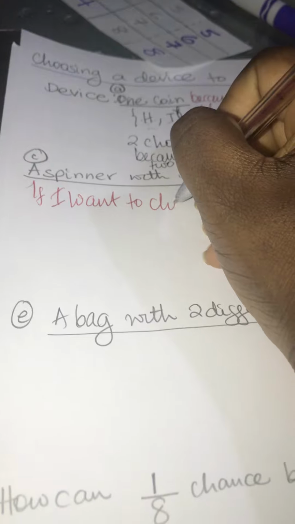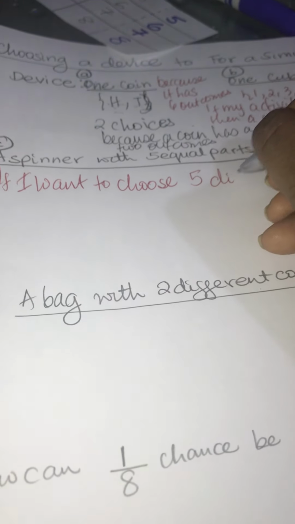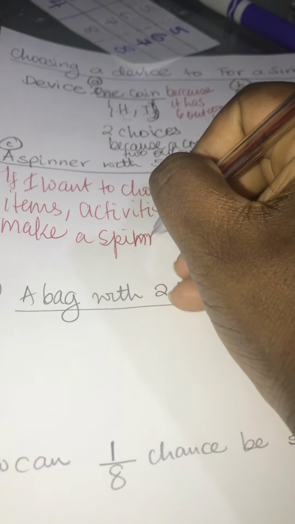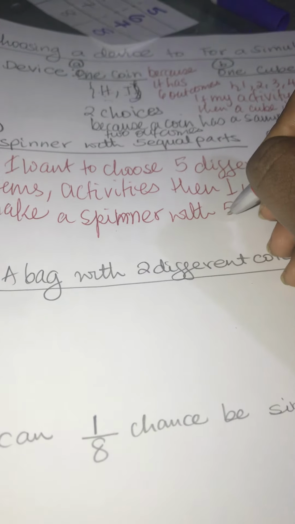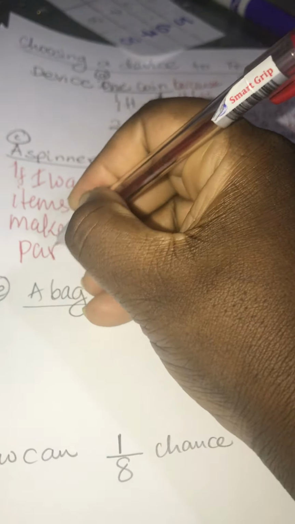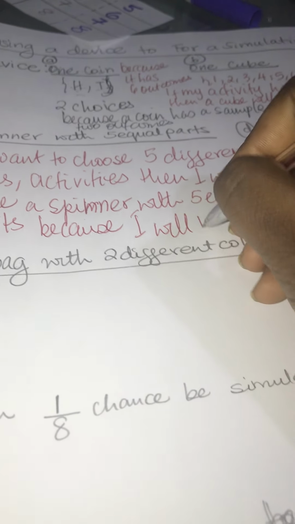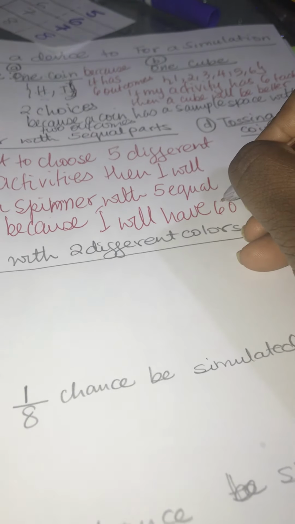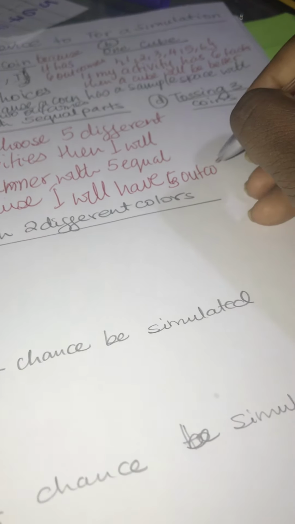So, if I want to choose 5 different items or activities, then I will make a spinner with 5 equal parts, because I will have 5 outcomes from the spinner.